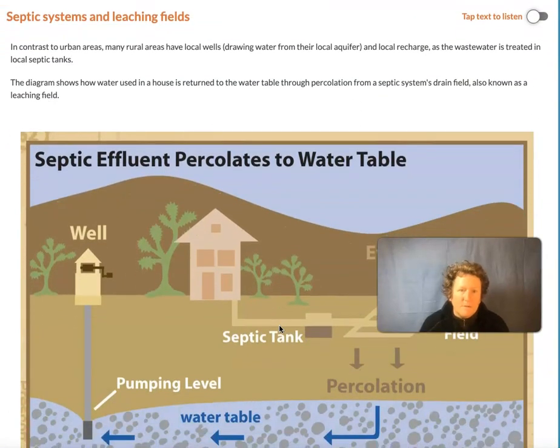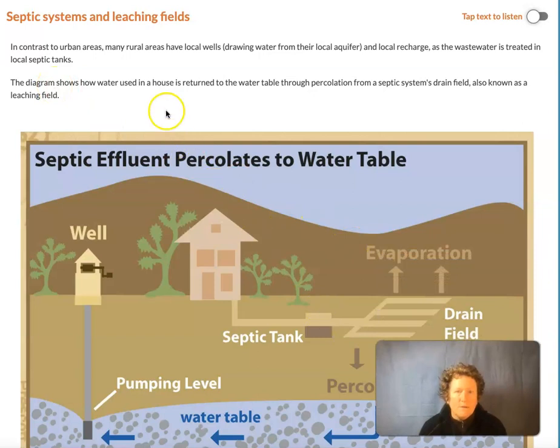In contrast to urban areas, many rural areas have local wells drawing water from a local aquifer and local recharge, as the wastewater is treated in local septic tanks, usually right around your house. The diagram shows how water used in-house is returned to the water table through percolation from a septic system's drain field, also known as a leaching field.